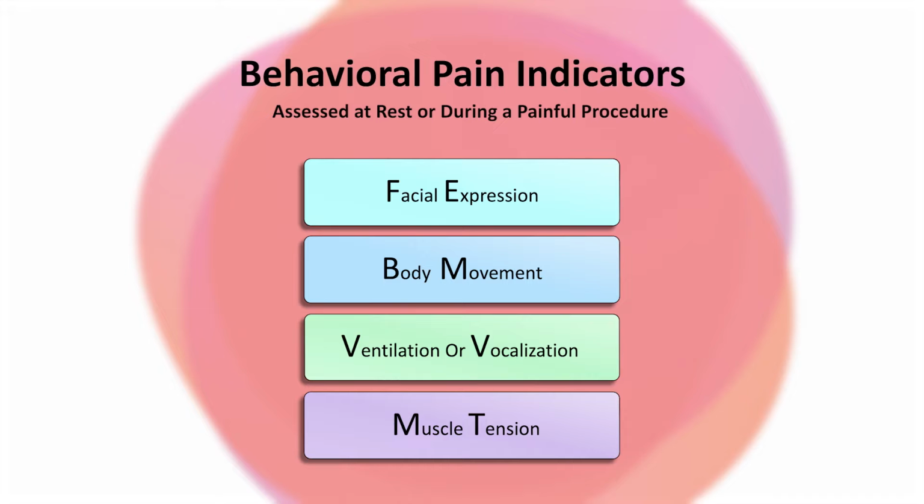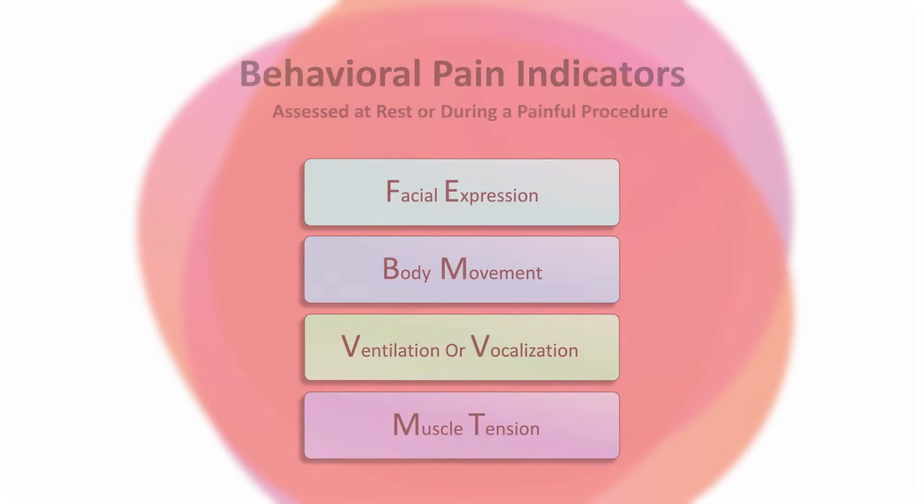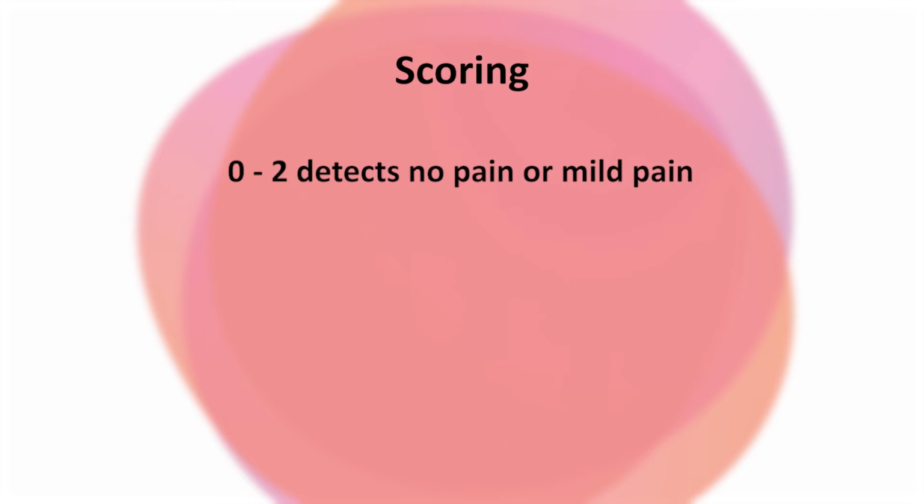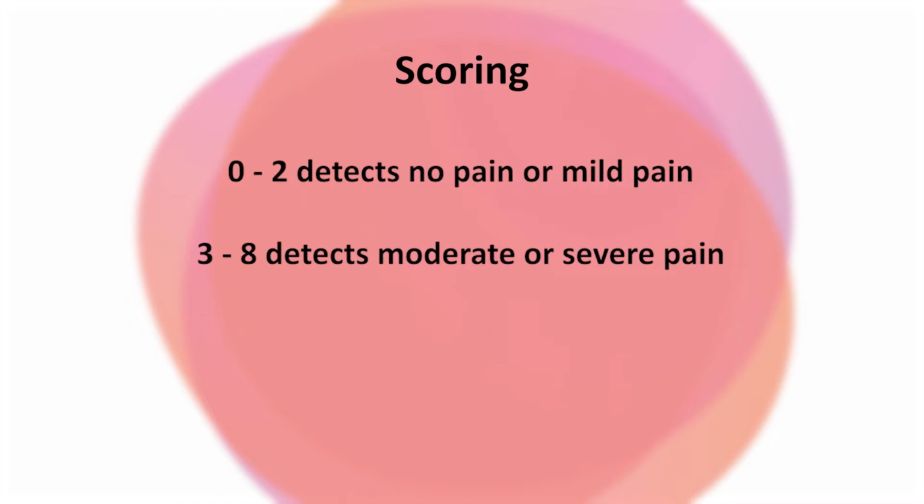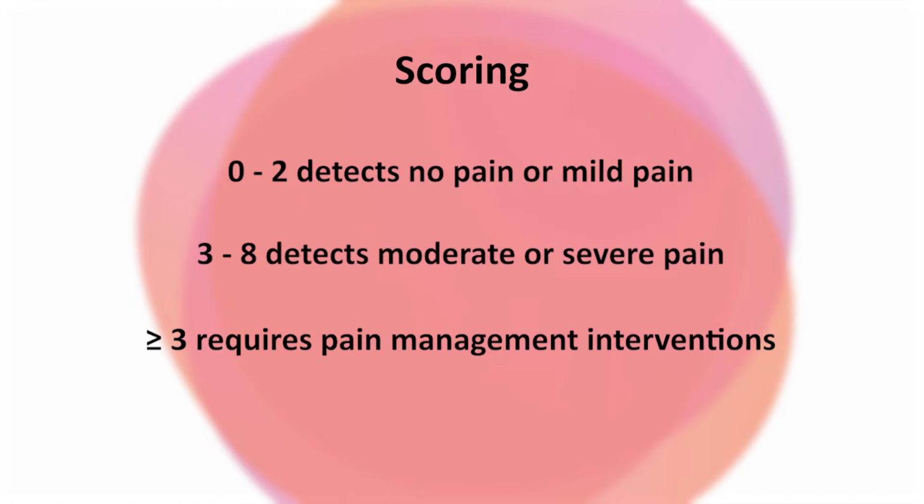Each indicator is scored between 0 and 2. The sum of these scores is the CPOT score. A CPOT score between 0 and 2 detects the presence of no pain or mild pain. A CPOT score between 3 and 8 detects the presence of moderate or severe pain. A CPOT score of 3 or more indicates the need for a pain management intervention.